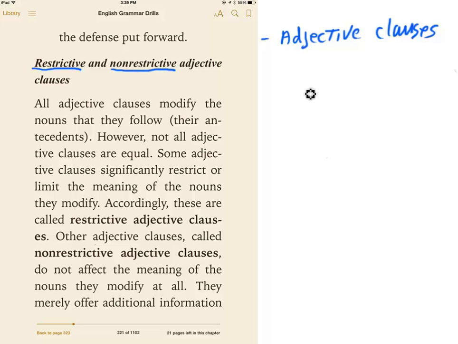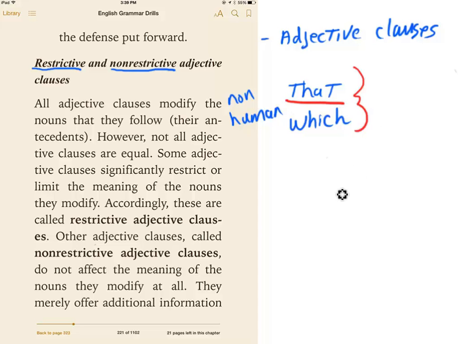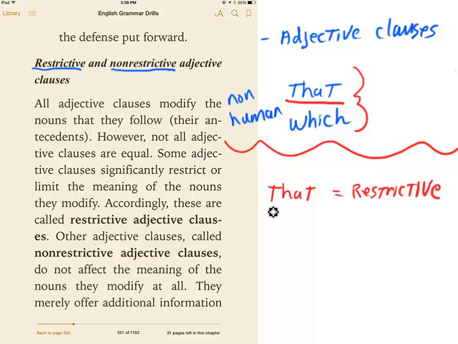And just a little heads up. Remember when we were deciding whether to use the word that or which for non-human things, and I said to always use that for now, okay? Now we're going to actually distinguish when to use the word that and when to set out the adjective clause with the word which, all right? And basically, before we get started, I'm going to tell you straight up that when you have a restrictive adjective clause, you're always going to use the word that. When you have a non-restrictive adjective clause, you're always going to use the word which.